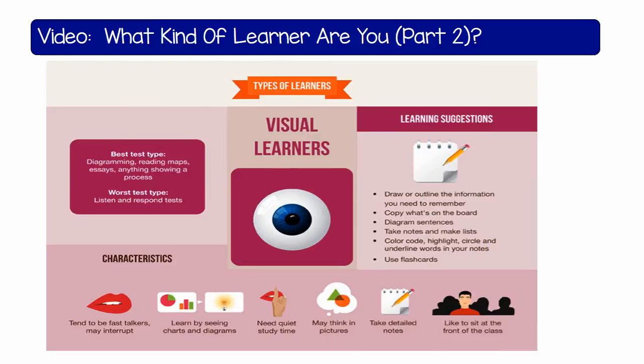The visual learner. What are the characteristics? Tend to be fast talkers and may interrupt. Learn by seeing, for example, charts and diagrams. Need quiet time for study. May think in pictures. Make detailed notes. Like to sit at the front of the class.